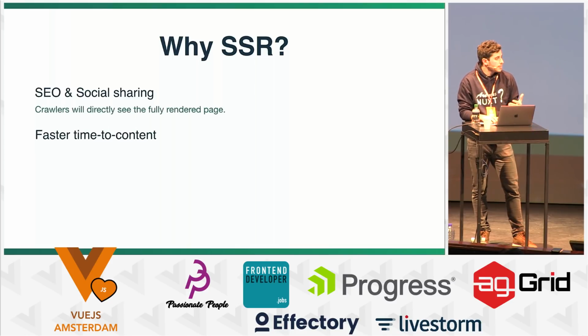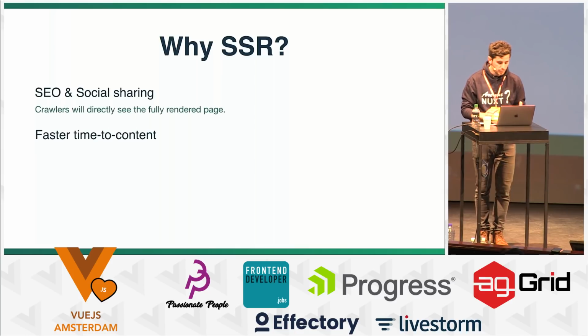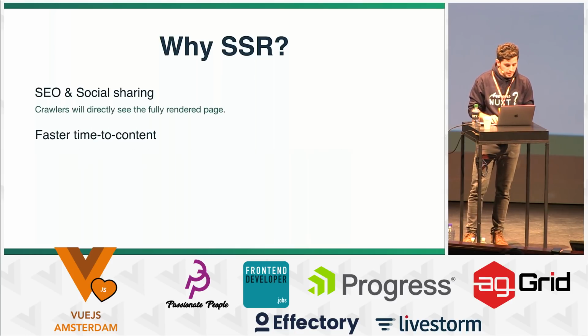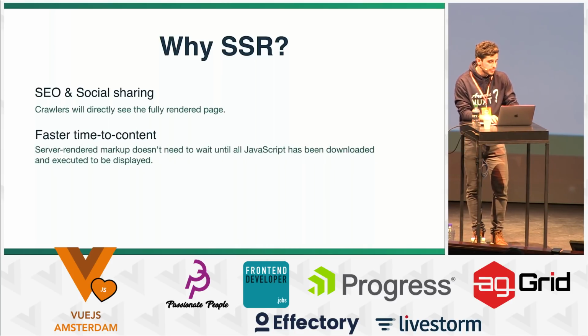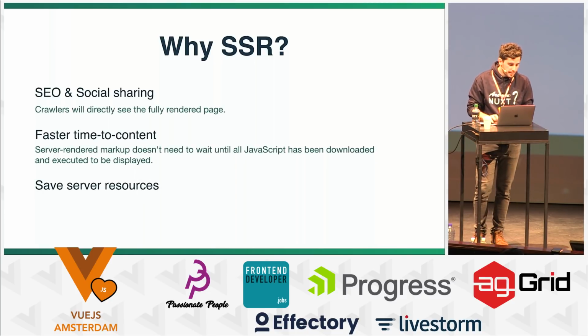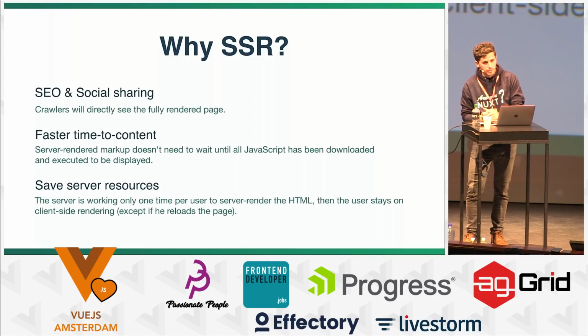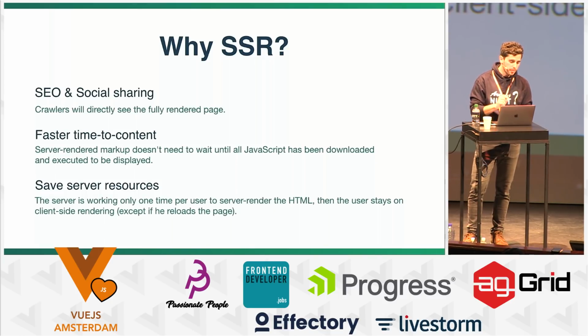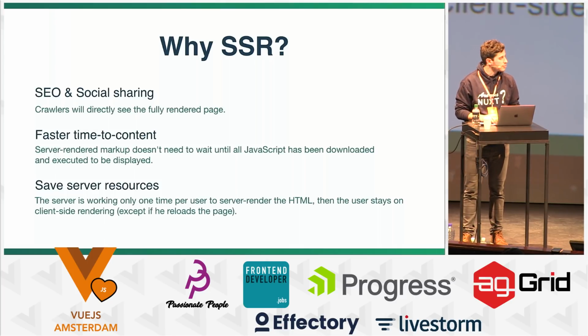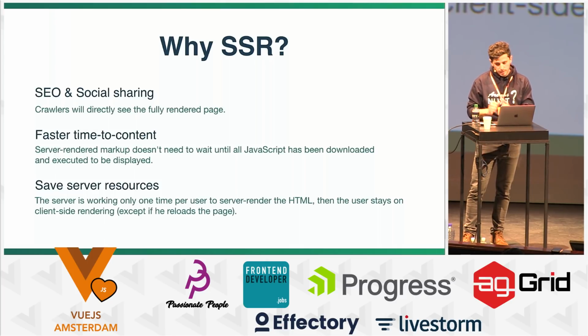But what if you can serve the content directly, so the user can start reading, and then make the user experience better afterwards? This is why it's good for a faster time to content and saves several resources. We've seen in the universal flow that the server is called only one time per user. Except if he reloads the page manually, the Node.js server will have only one call per session. Then it's only client-side and your API taking the load.